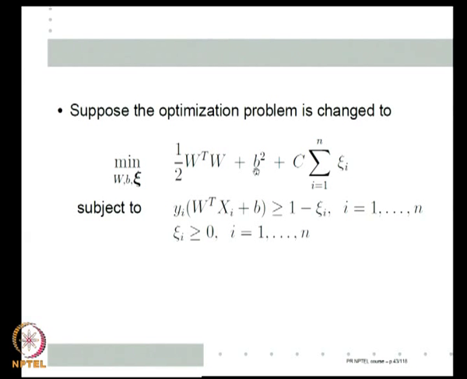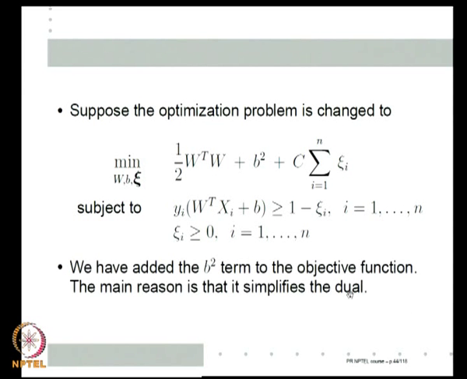I added a b square. The idea is my actual classifier is W transpose x plus b, but I am using only W transpose W. Why not use b square? Now, I know why I put W transpose W, because that is the margin that I am minimizing. b square has nothing to do there, but let us say we put the b square term anyway, just like that.